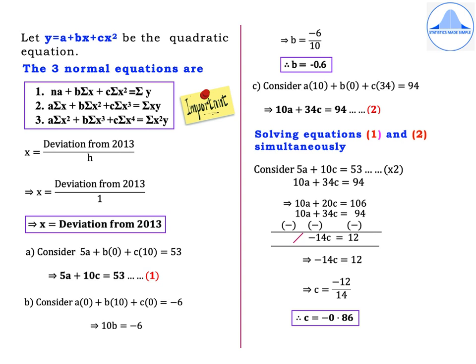So adding up the y values, we get summation y as 53 and summation x is equal to 0. Next, calculate x square, which is 4, 1, 0, 1, 4, which gives summation x square equal to 10. Similarly, x cubed will be -2 cubed, which is -8, -1 cubed, which is -1, 0, 1, and 8. That is, summation x cubed is equal to 0.